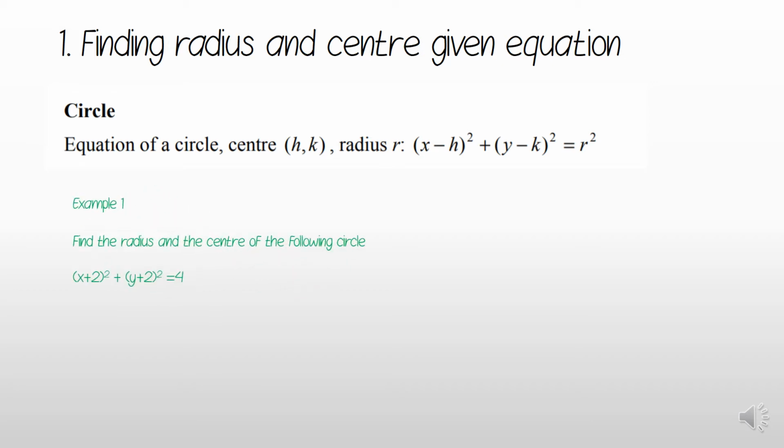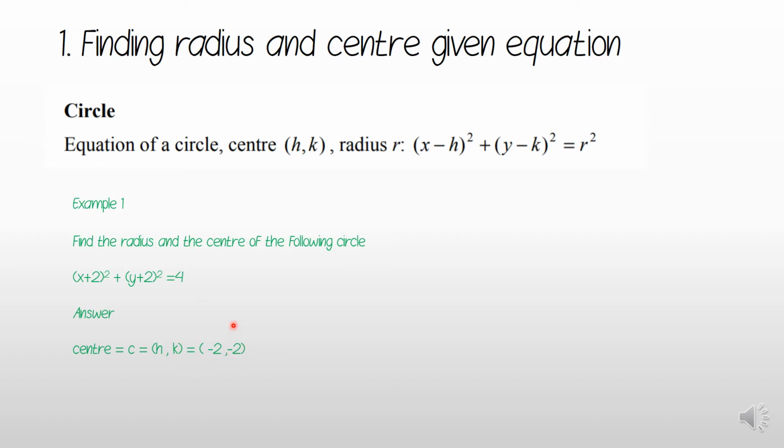So let's say you're given the equation (x plus 2) squared plus (y plus 2) squared equals 4, and the question is find the radius and the center of the following circle. So to do this, we look for the center first. So the center is, you take the value in the first bracket, so the bracket with x, and you change the sign. So here it's plus 2, so it becomes minus 2. And then you do the same for the y coordinate. You take the value with the y, here it's plus 2, you change it to minus 2. So the center becomes (minus 2, minus 2).